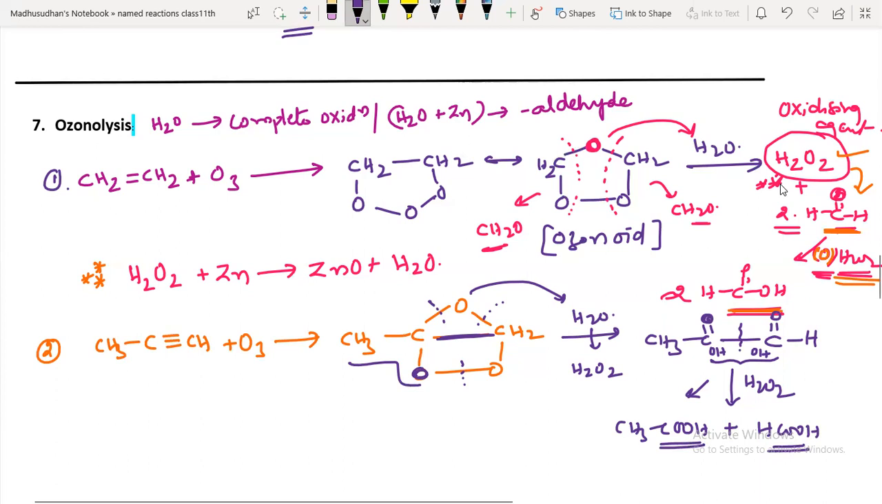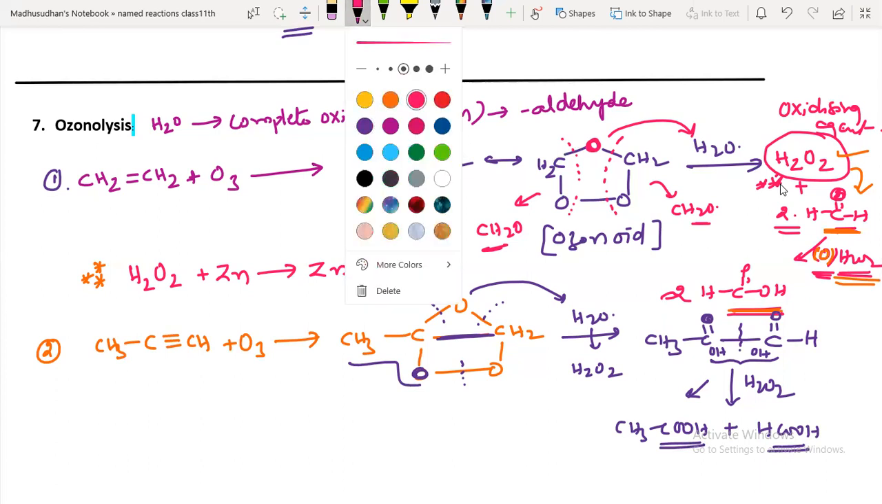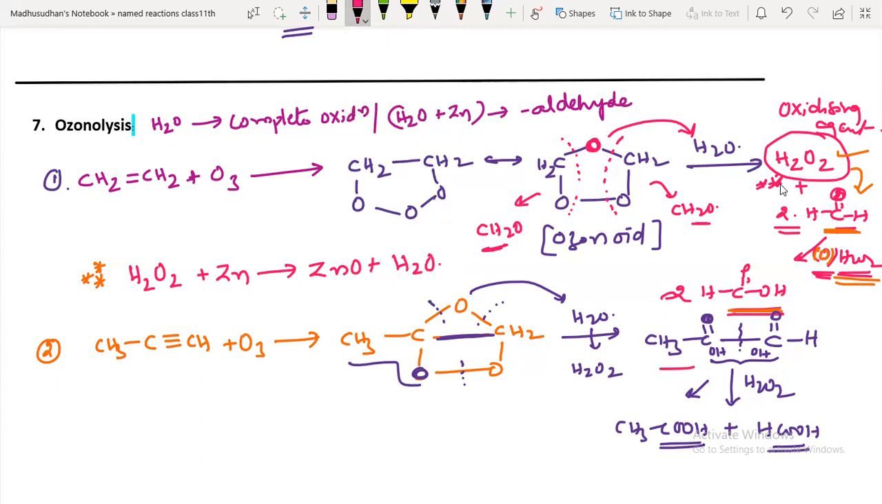If you remove this peroxide, what happens guys? Your reaction will stop here only. So how to remove that peroxide? Reaction with zinc. So what is the product you can expect now? Zinc oxide and water molecule. The active peroxide is removed from the reaction. So you will get this as a final product.